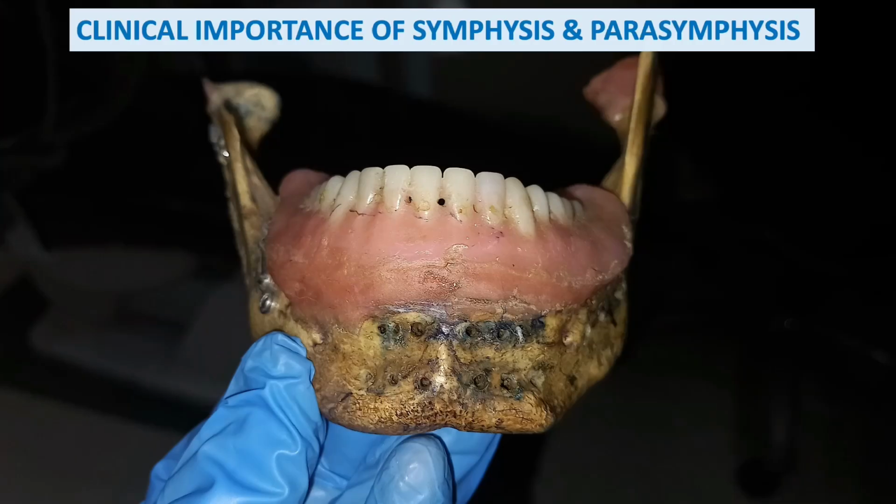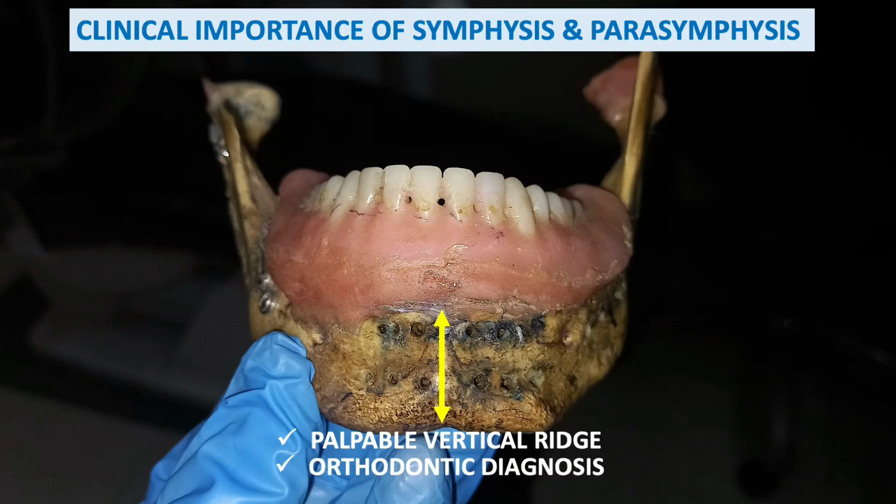Now the clinical significance of symphysis and parasymphysis. As you can see in the middle, we have the symphysis. It's a palpable vertical ridge as it has a little vertical protuberance, so we can palpate it. Then in orthodontic diagnosis, the shape, size and inclination of the symphysis provide information for diagnosis and planning of orthodontic treatments. And it is very important for lower incisor positioning in the denture.